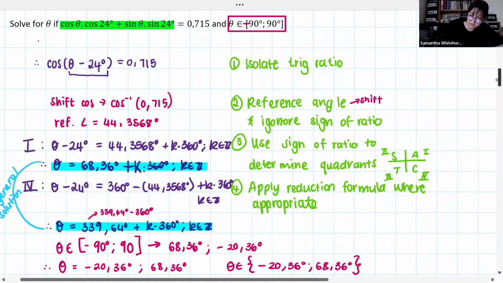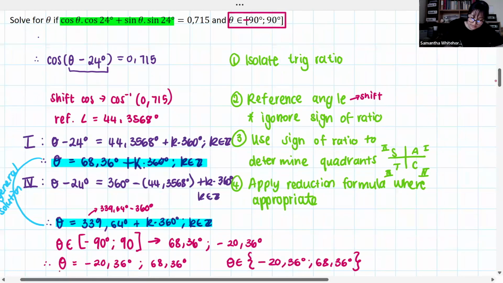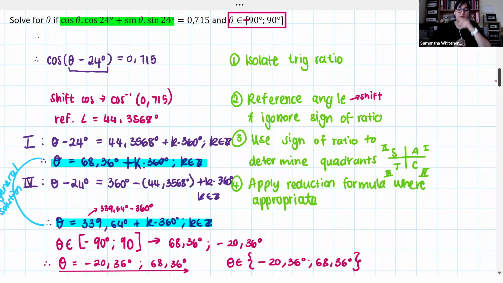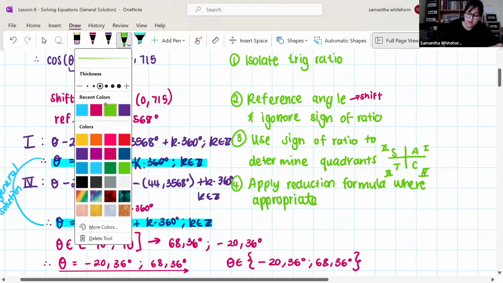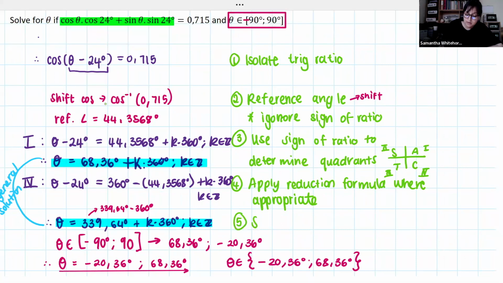It's not what I wanted to do, but it's what I did. And so these are your two and only two solutions that fall within that specific domain from negative 90 to 90 included. Right, so once you've started applying your reduction formula, as your last step, you start to solve your equation.